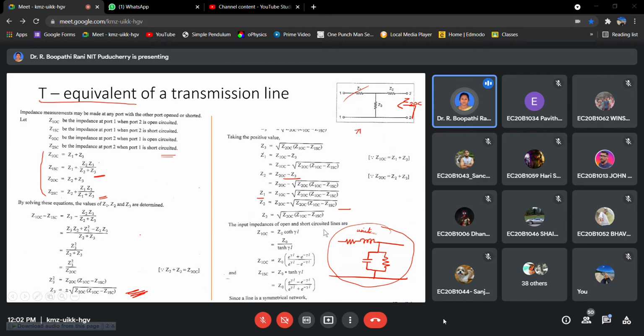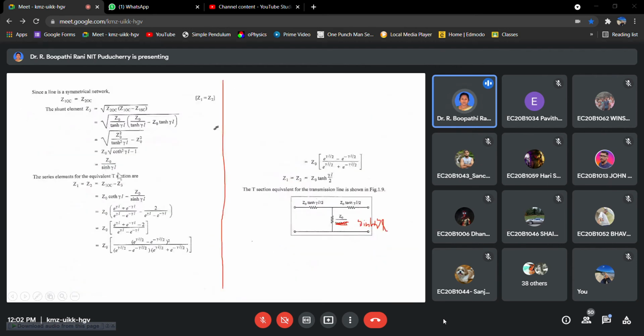Then for open circuited and short circuited, what is the input impedance? We are finding and substituting. Afterwards, we are simplifying. Okay, Z2OC. So this is open circuited. So Z0 by tanh nu, and Z1OC also open circuited impedance. So Z0 by tanh nu. And both we are taking equal because we are considering the symmetrical section. Okay, we are considering the network as symmetrical.